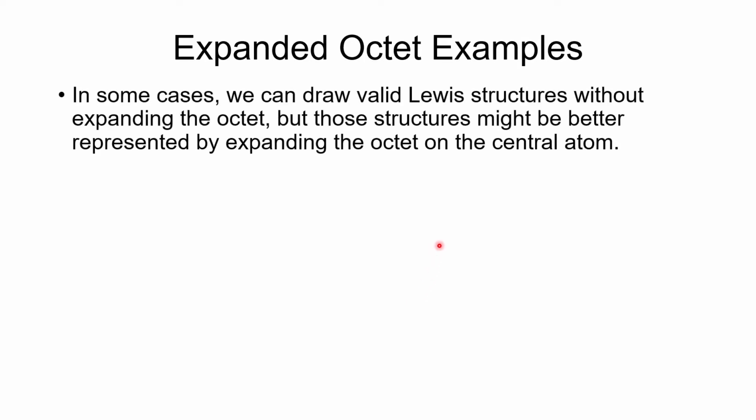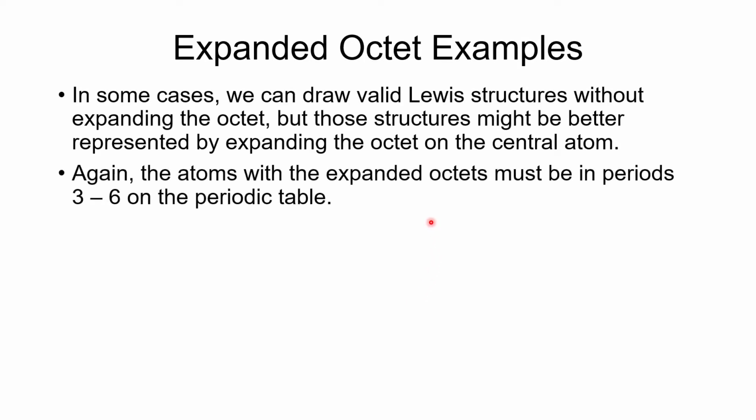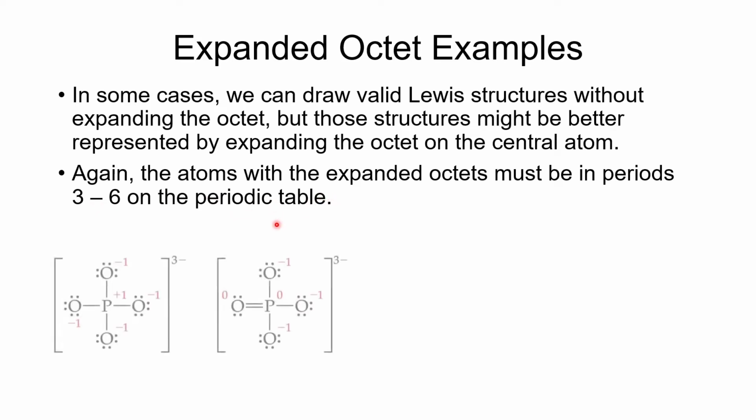So when we have expanded the octet, in some cases we can draw valid Lewis structures without expanding the octet, but we're going to find that those structures may end up being better represented by expanding the octet on the central atom. Again, we have to be in periods 3 through 6 on the periodic table for this to work.